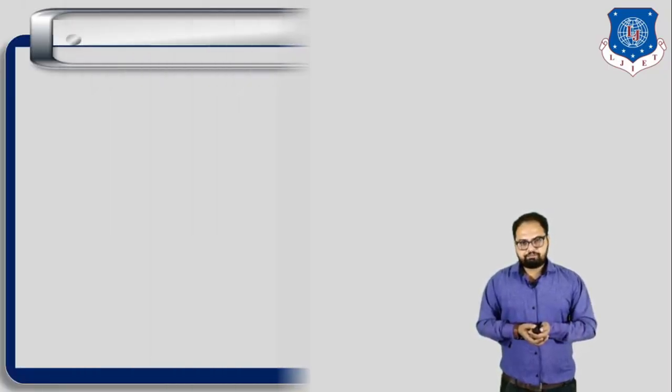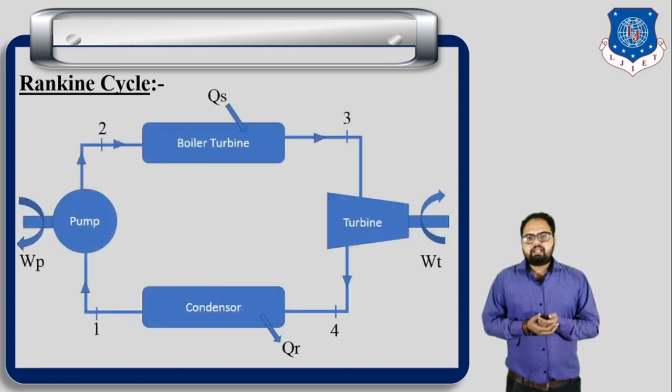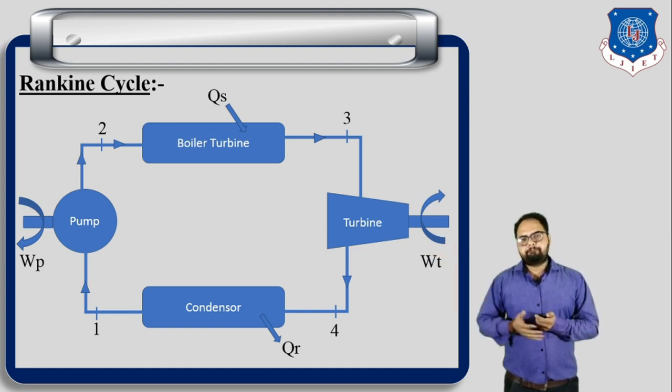So it is not a practical cycle. Okay. So these all are the limitations of the Carnot cycle. So the next one is the Rankine cycle. In the Rankine cycle, there are mainly four components: boiler, turbine, condenser and pump.